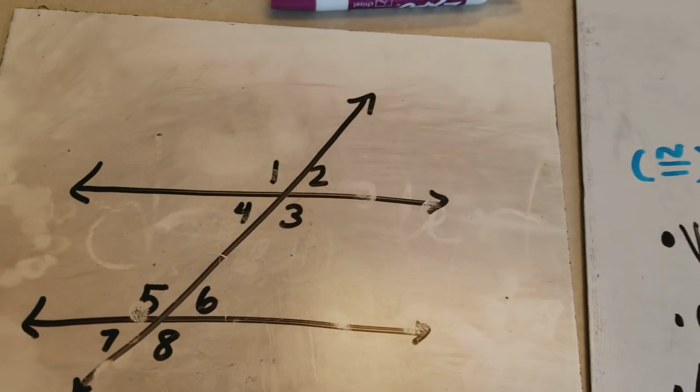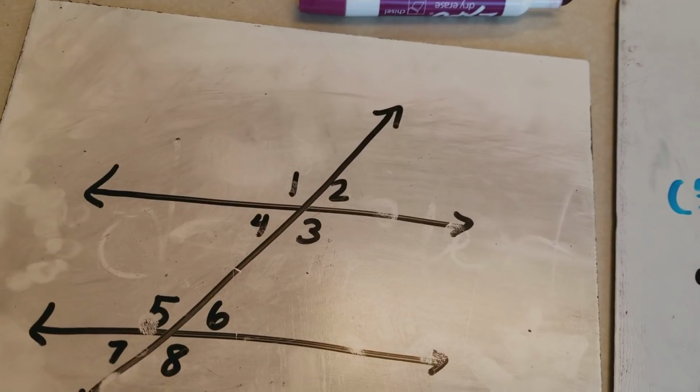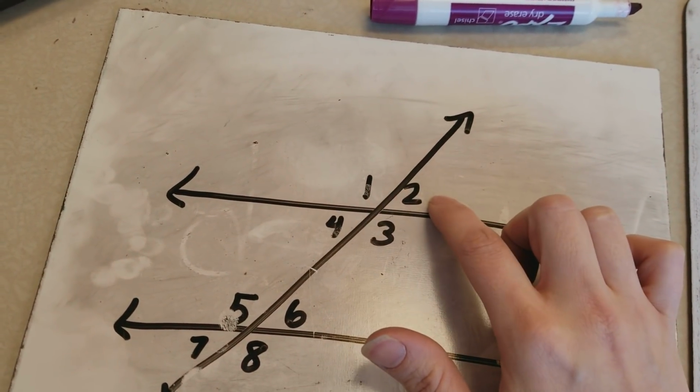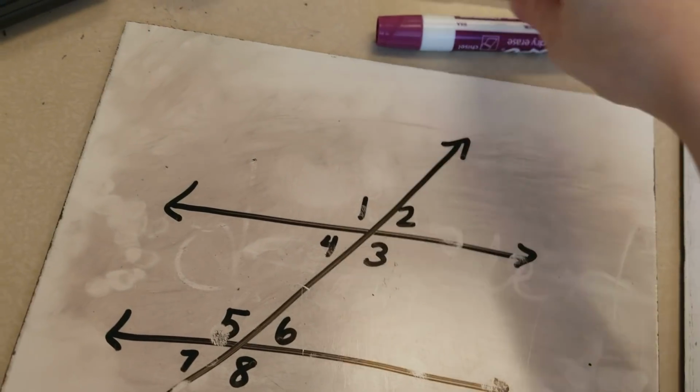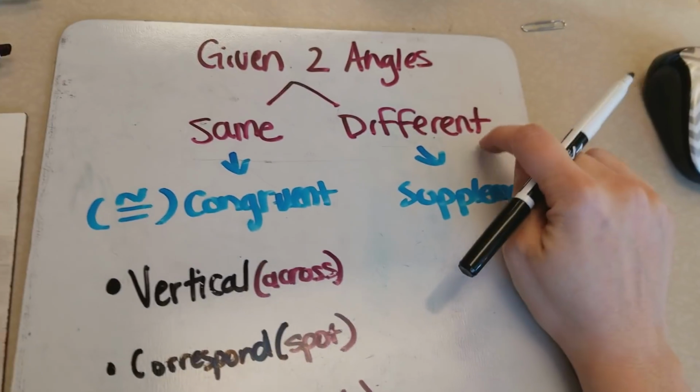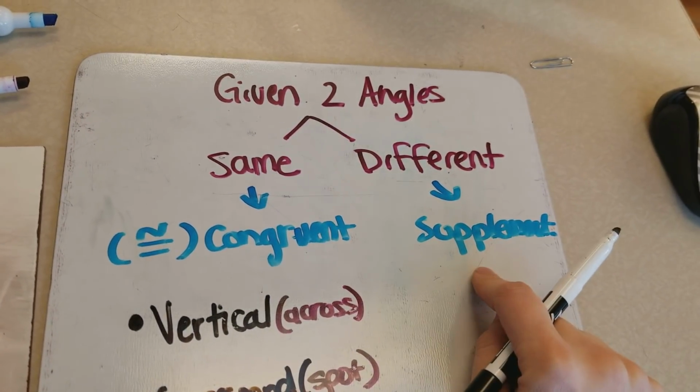But what happens if I were to pick angles like 1 and 2? 1 and 2 are not the same angle measure. 1 is an obtuse angle and 2 is an acute angle. So what you're going to say is that these angles are different. And if they're different, they're supplementary.